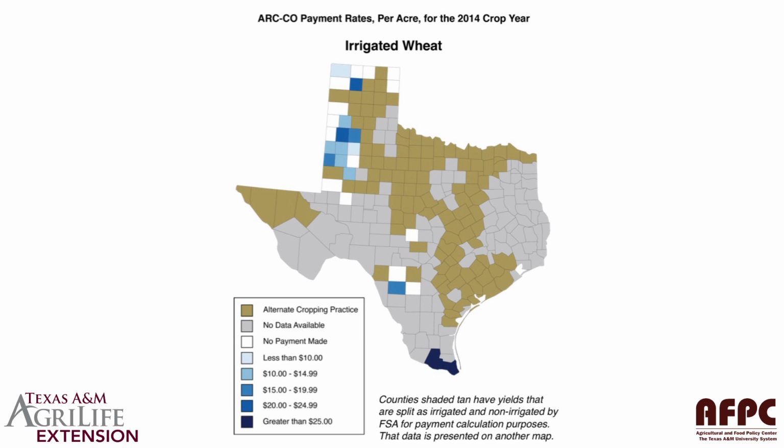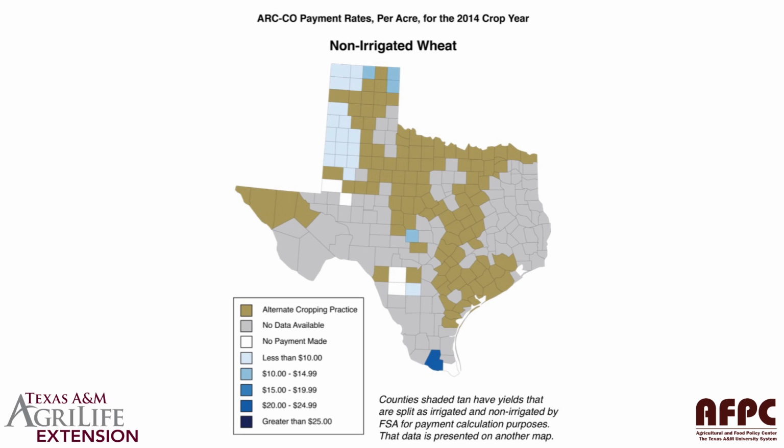Irrigated wheat is primarily again in the Panhandle and the Valley. Those yields are a little bit higher, so the payments would be a little bit higher with those. And the same thing with non-irrigated wheat. Those payments are going to be about half what the irrigated wheat would be. It uses the same price, just a different yield, and they end up being a little bit less.